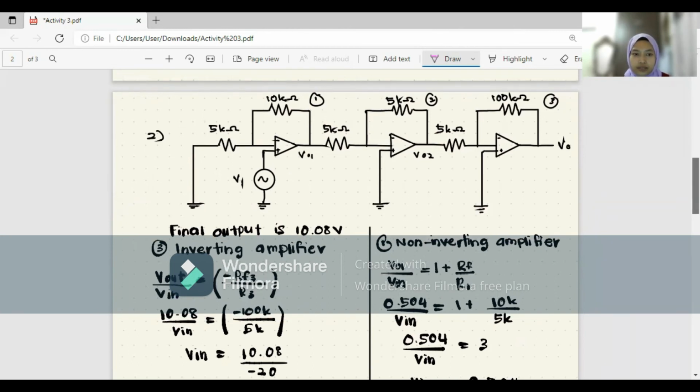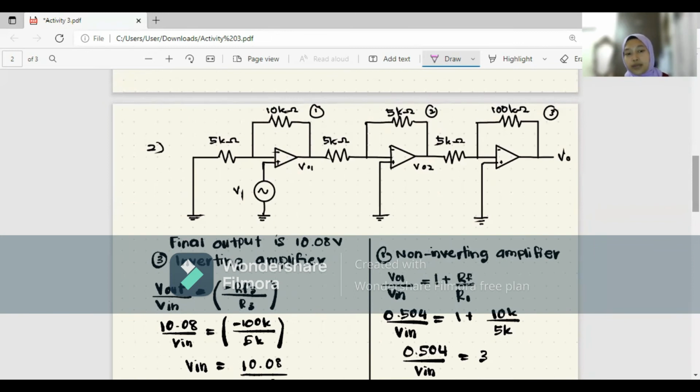So for this question, like the previous one, we must identify the types of amplifiers so that we can use the right formula in order to find the answer. So we can start with the third amplifier here. The third amplifier is the inverting amplifier. So the formula that we must use for the inverting amplifier is V output over V in equals negative RF. Since this is for the third amplifier, so RF3 over R3.